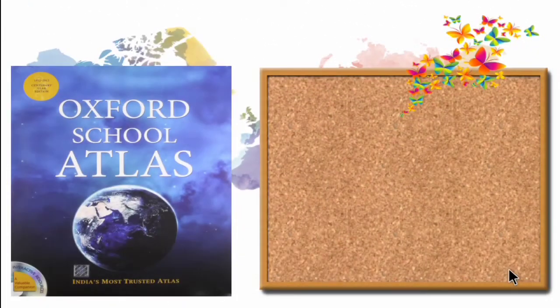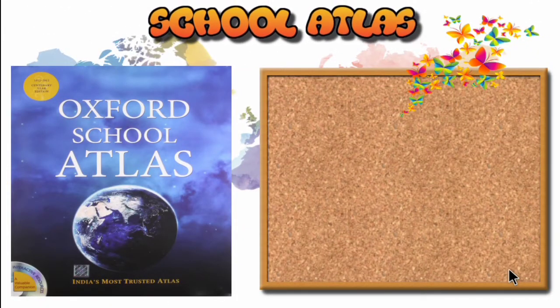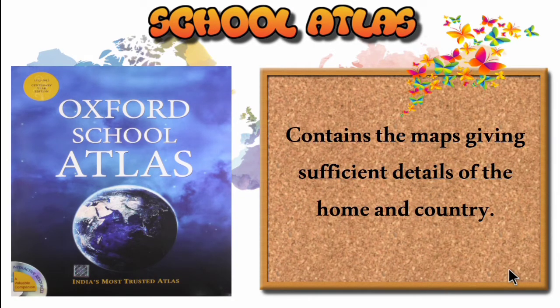And next is the different types of atlas. The first one is school atlas. In school you will be provided with one book of maps. So that is called school atlas. It contains maps giving sufficient details of the home and country. So it provides sufficient details about several countries related to your studies.